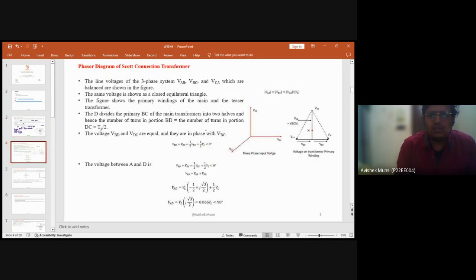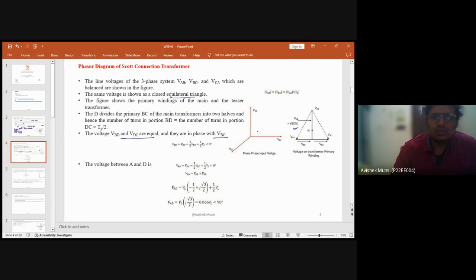So this is the phasor diagram of the Scott connection. If you see VAD, VAB, VBC, these are the basic vectors, because if we add those things, it will give the total voltage around the loop. Okay. This is basically a closed equilateral triangle. From here, since it is an equilateral triangle, the voltages VBD and VDC are equal and they are in phase with VBC.